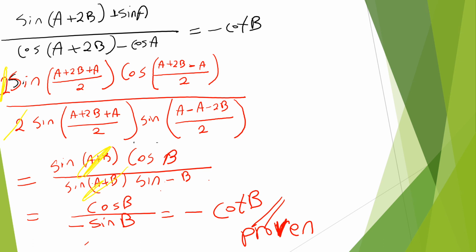Sine negative B is the same as negative sine B. These types of things are quite important actually. So just search odd and even functions for sine and cosine. You can just do a small Google search, it will explain it to you.